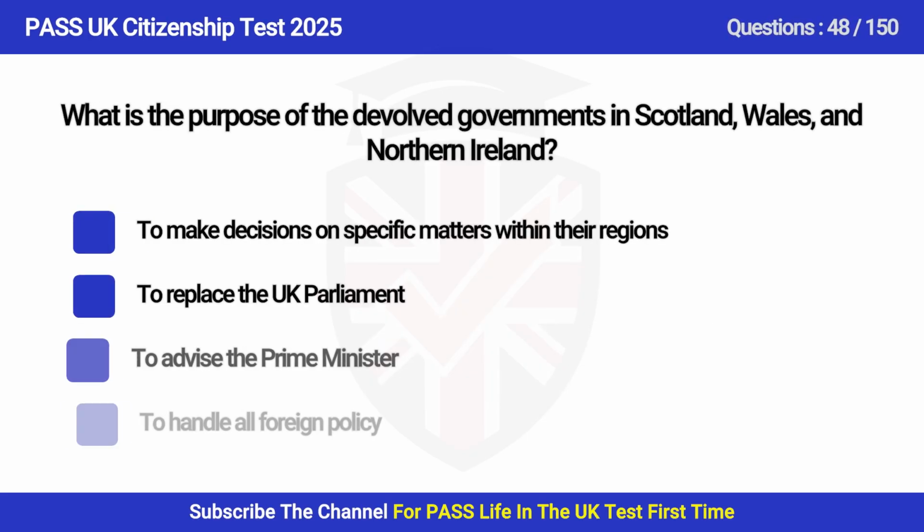Question 48. What is the purpose of the devolved governments in Scotland, Wales, and Northern Ireland? A. To make decisions on specific matters within their regions. B. To replace the Parliament. C. To advise the Prime Minister. D. To handle all foreign policy.